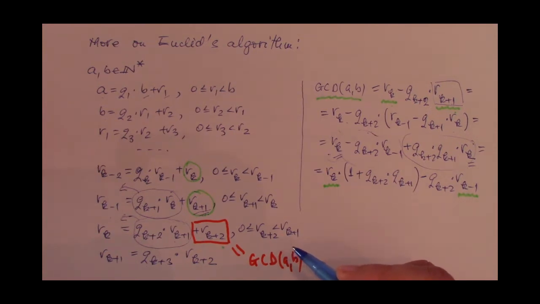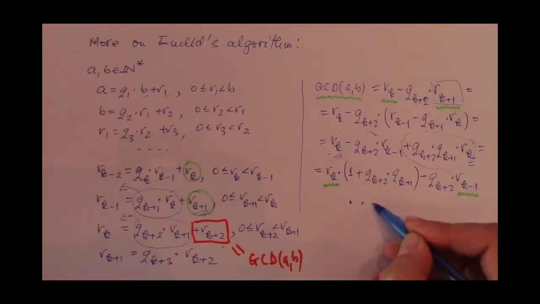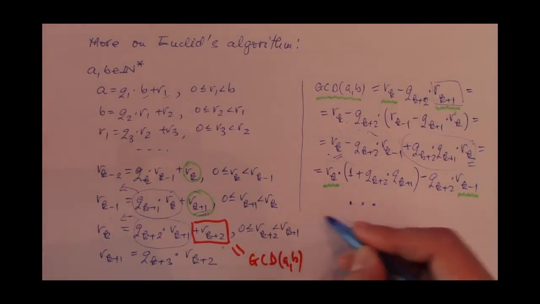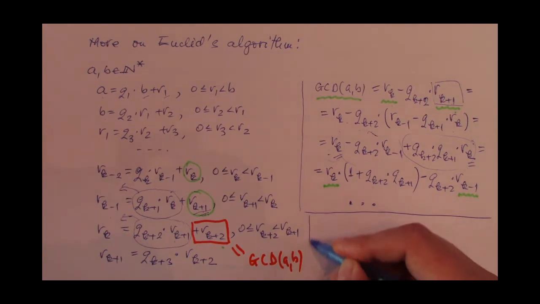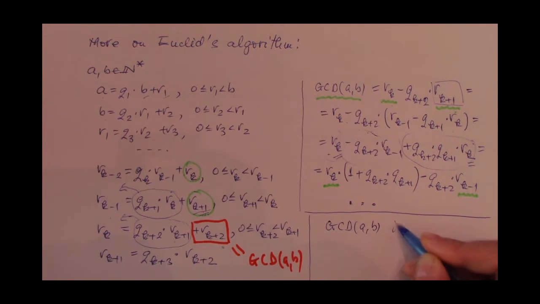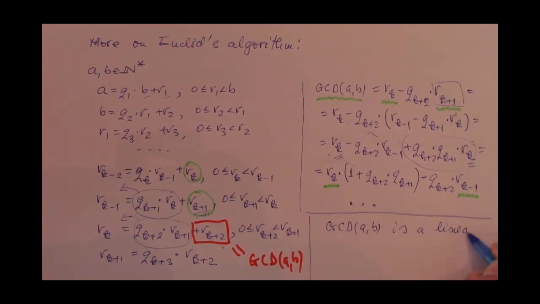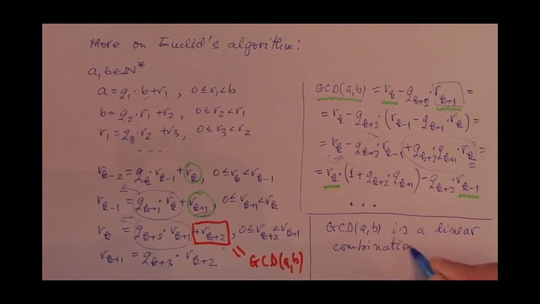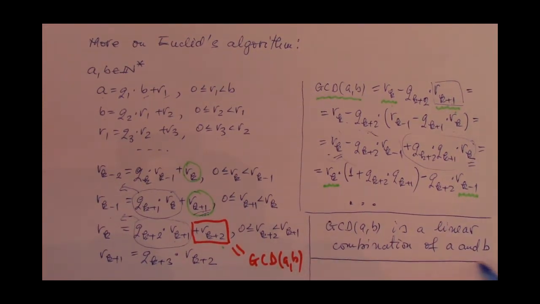And if we keep doing so, we are going to get a very nice result that will tell us that actually the GCD of the numbers a and b is a linear combination of a and b. And this is a very, very important result that will be used fairly heavily in number theory.